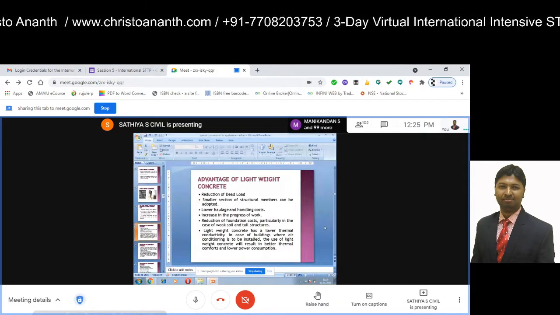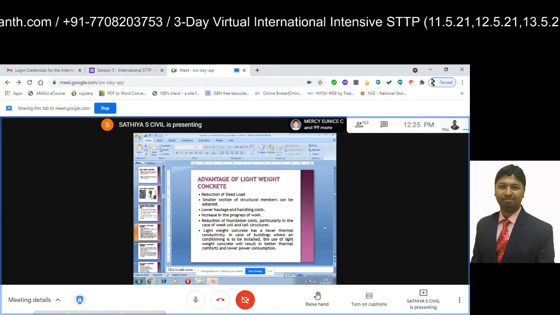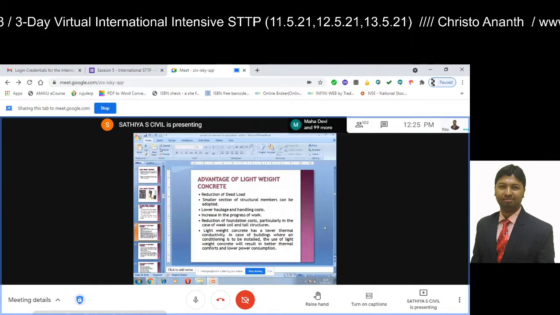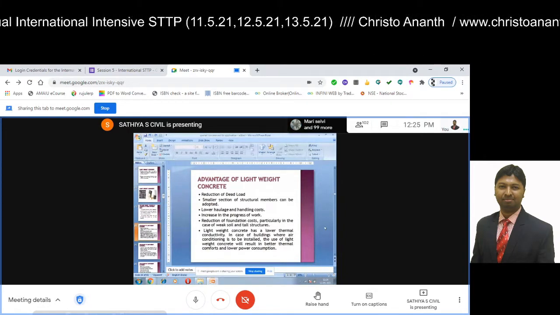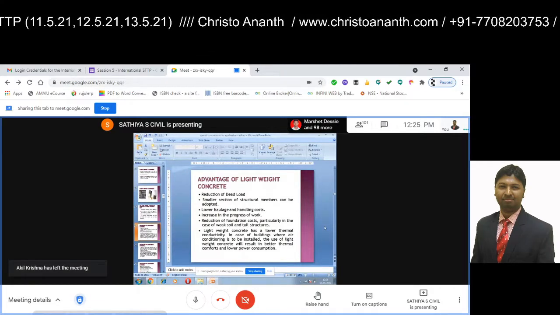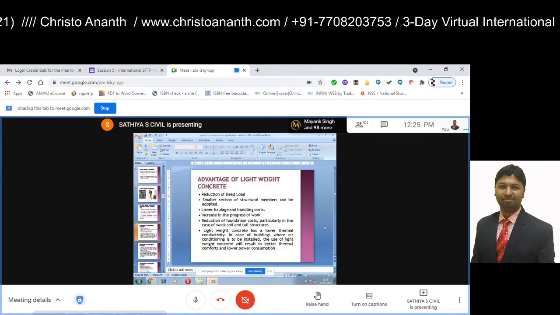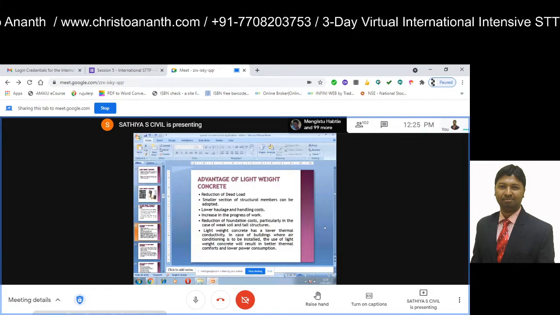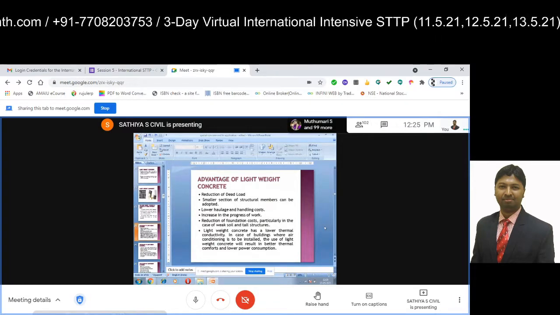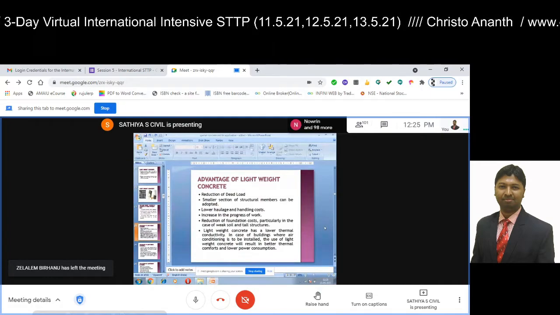The increase in the progress of work, reduction of foundation cost, particularly in the case of weak soil and tall structures. If we come across weak soil, we have to concentrate greatly on the foundation. So it will cost much higher. So practical difficulty will come across when we execute some kind of work. Then lightweight concrete has a lower thermal conductivity. In case of buildings where air conditioning is to be installed, the use of lightweight concrete will result in better thermal comfort and lower power consumption.